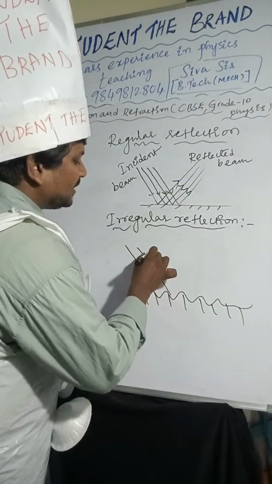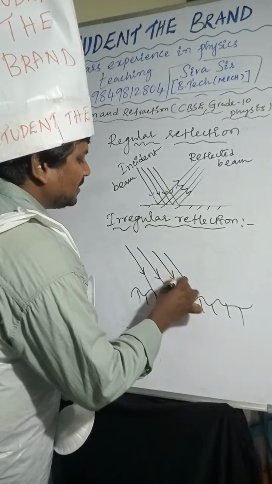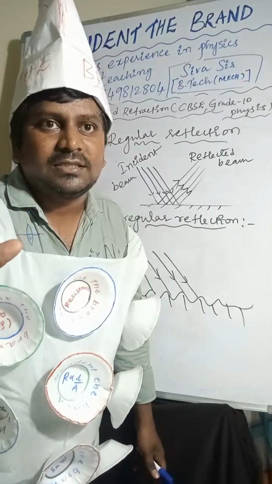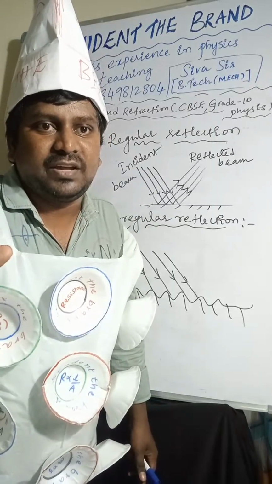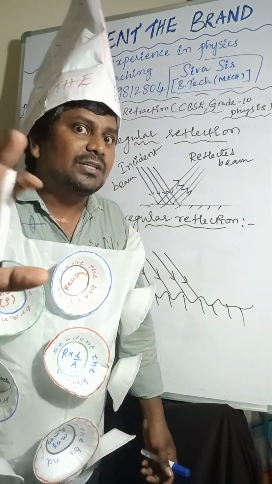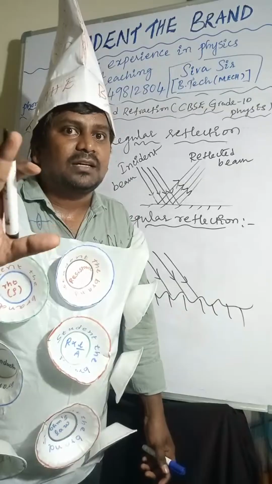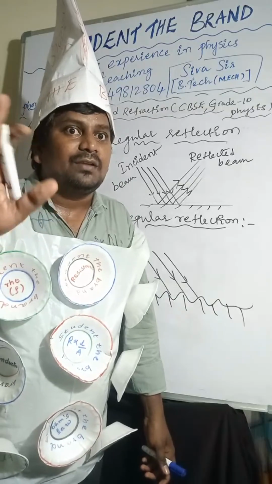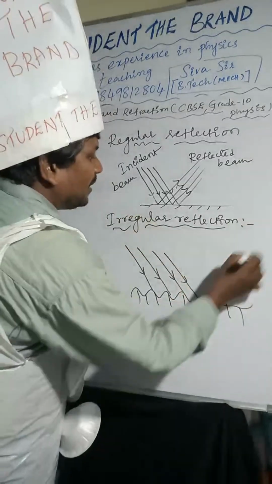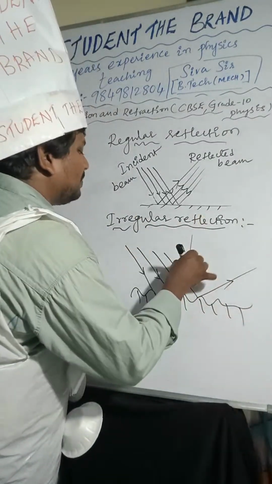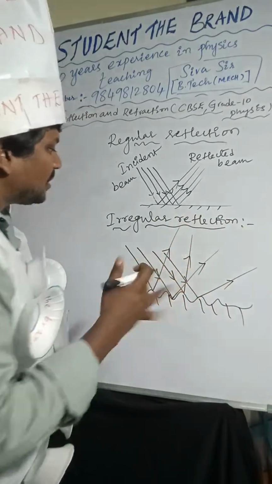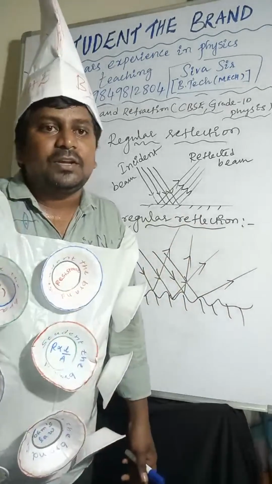These are the incident beam. When the incident beam falls on the surface, the reflected light rays are not parallel to each other. That type of reflection is called irregular reflection.